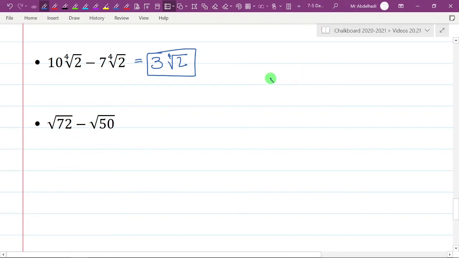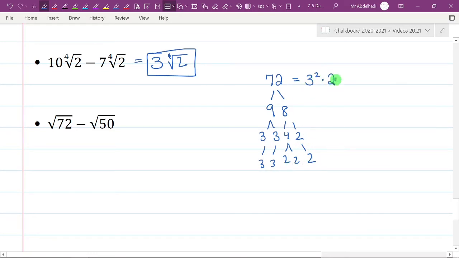So let's do our factor trees. For 72, we'll break it down. 72 is what, 9 times 8, right? And this is 3 times 3, and this is 4 times 2. And then 4 needs to be broken down further, right? And then bring all the other prime numbers down. So 72 is 3 times 3, which is 3 squared, times 2 times 2 times 2, which is 2 to the third power. So 72 becomes the square root of 3 squared times the square root of 2 to the third power.